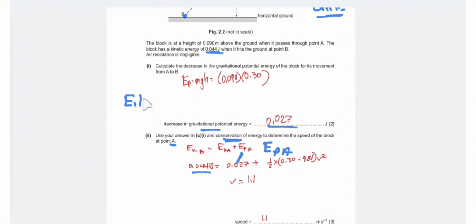We know that the equation for kinetic energy is half mv squared. So half, the mass, into v squared, and we need to find the speed, that is v. So what is the value of the mass of the block?